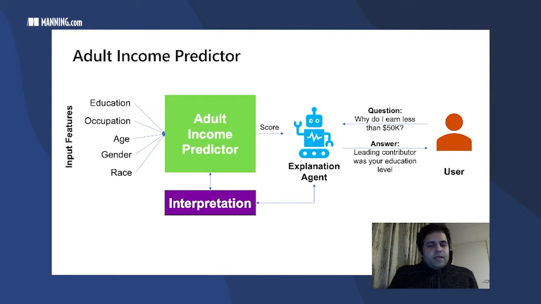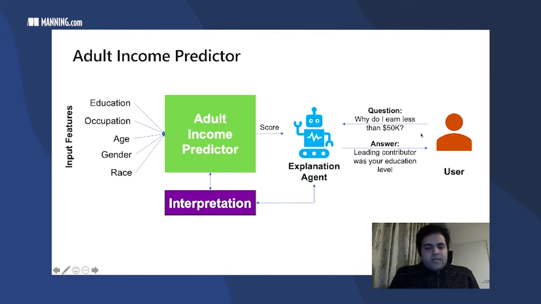But suppose that a user challenges this model, or this model is being used to determine, say, the credit score of a user. The user may want to challenge the system to understand exactly why they were given a low score or a low income that may have influenced the score. In order to come up with a good explanation, we've incorporated this explanation agent here that interfaces with the user, where the user could ask questions to the agent, and the agent would provide an answer that would explain why the model made that prediction.